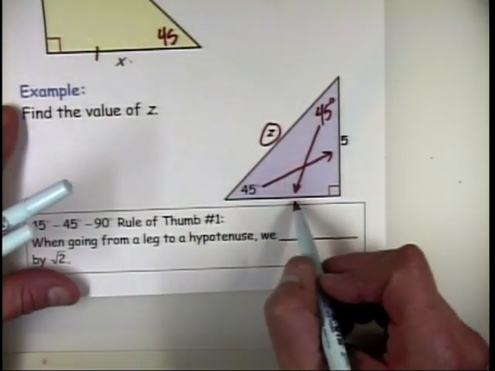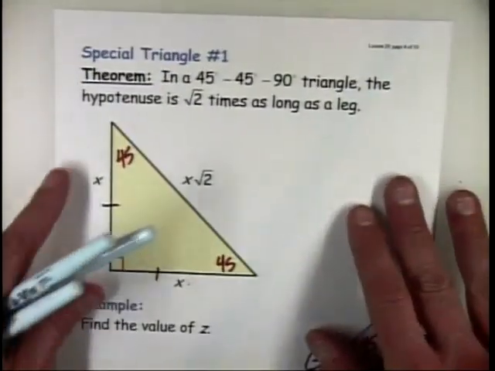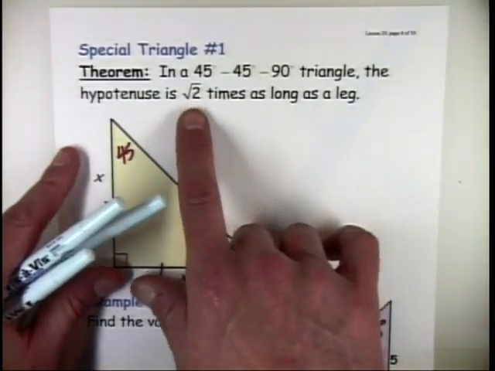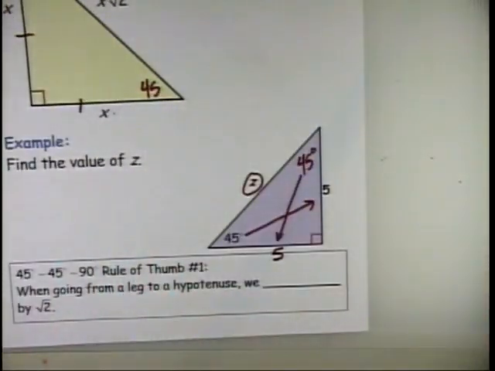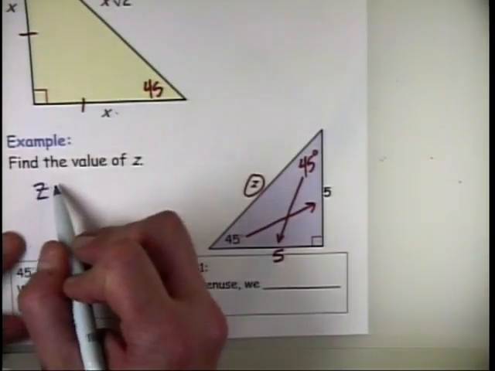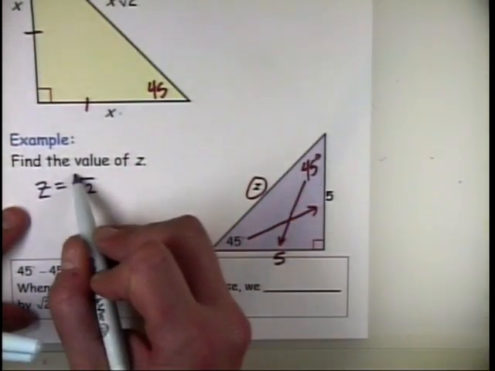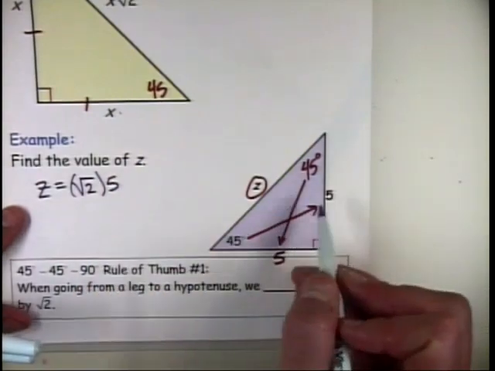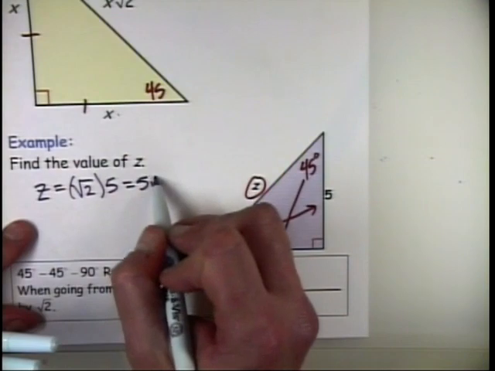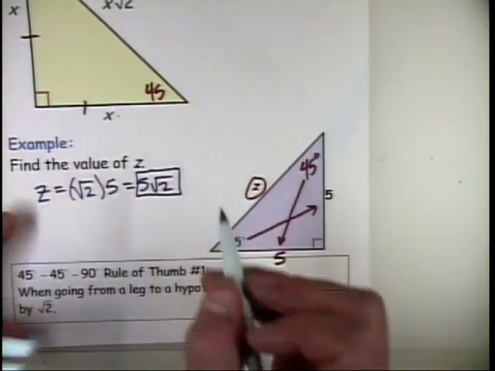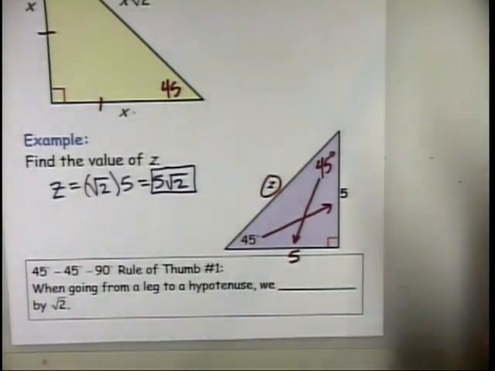Well, that's going to be 5, so this is 5. We're trying to find z, which is the hypotenuse. Well, remember the theorem says that the hypotenuse is always the square root of 2 times longer than either one of the legs. So by the theorem, z is the square root of 2 times the leg length, which is 5. And we can rewrite that as 5 square root of 2. And that's an exact answer. Okay, if you wanted to figure out what that is, you can punch it into your calculator. So that's a pretty easy problem.